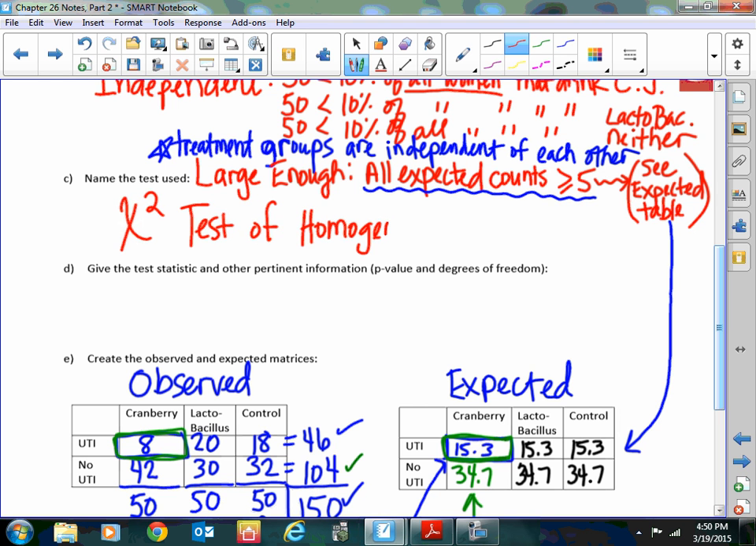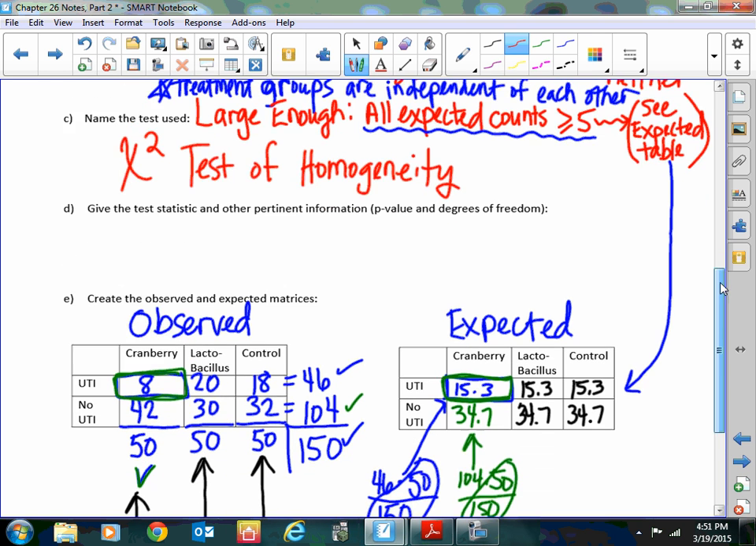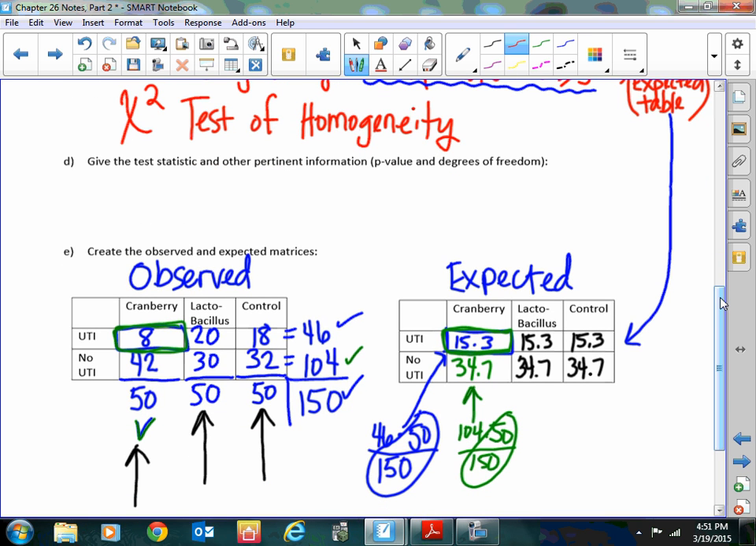Of course, next week we'll talk about how to tell the difference between all the tests when you read a problem. We'll have a whole page practicing that. So let's give the test statistic and other pertinent information: your chi-squared, your p-value, your degrees of freedom. And so now we're going to go to the calculator.